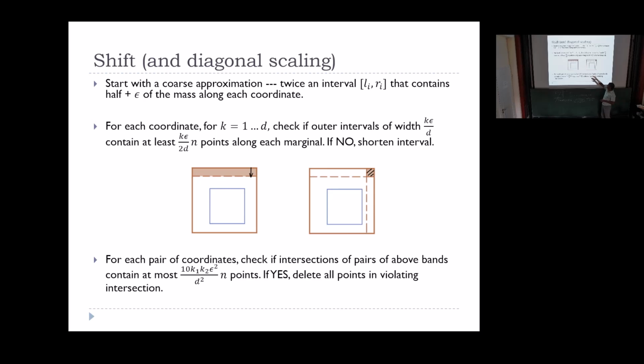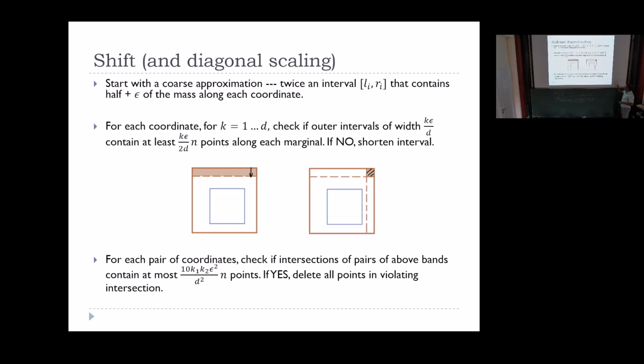If it's at least half of what it should be, don't move in. And we do this separately for each coordinate as long as some coordinate can move, and this might happen back and forth. But at the stopping point, you know that for every coordinate, you cannot move in, because the outermost epsilon over d, 2 epsilon over d, 3 epsilon over d bands all have at least half of what they should have. So their density is at least half of what it should be. That's all you've checked. Okay, so that's one dimension.